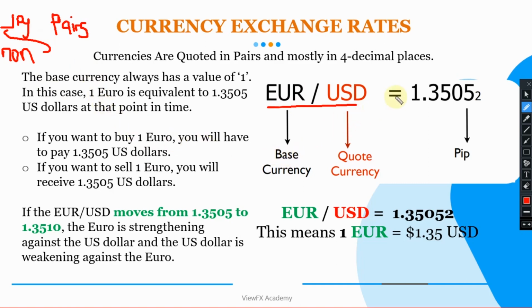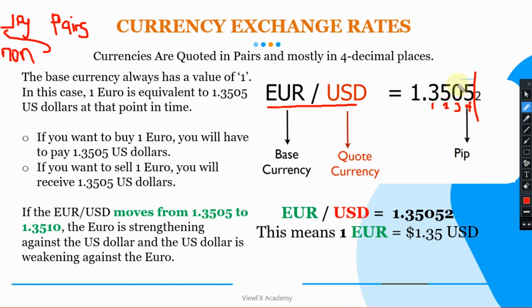Alright, so because of that, we price non-JPY pairs after the fourth decimal place. This is a decimal place. We count 1, 2, 3, and 4. Then we draw a line.